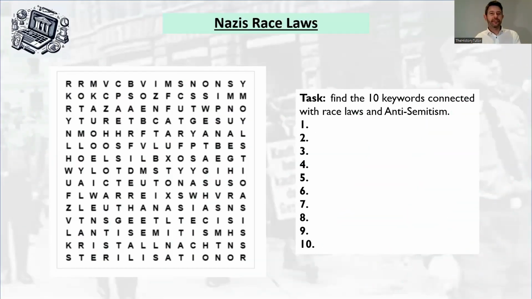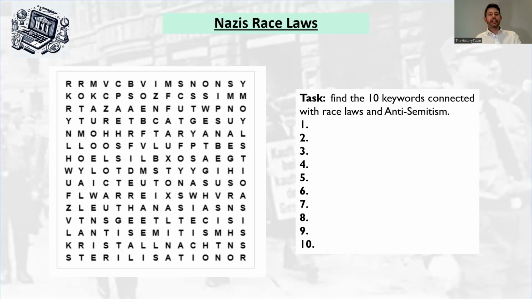Okay, here's a little activity just to test your understanding of the keywords for Nazi race laws and also just generally race, anti-Semitism, discrimination. Very difficult to choose an activity for such a somber event, but perhaps have a look through and see what keywords you can find. You can pause and have a look through. And here are the answers.